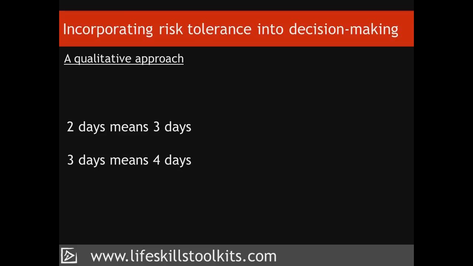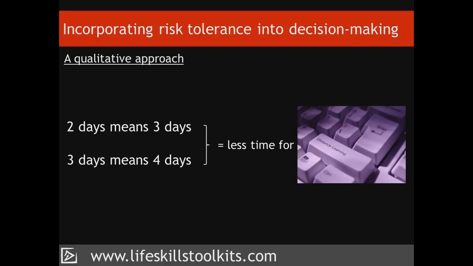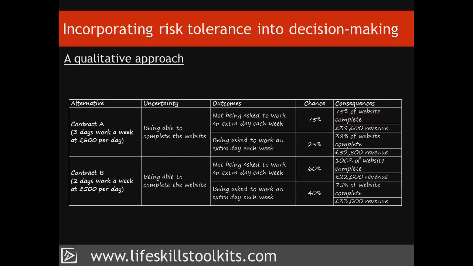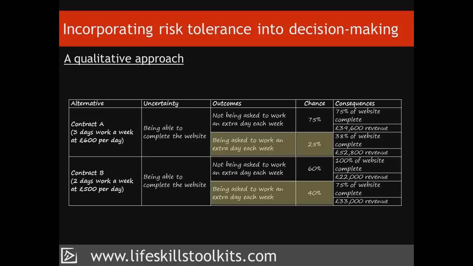Making a decision is not straightforward, however. From previous experience with both customers, John knows that more often than not, he will have to work more days than originally contracted, thereby reducing the number of free days available to him to work on his website. John builds the following risk profile. He knows that there's a 25% chance that the company offering contract A will ask him to work an extra day a week. There's a 40% chance that the company offering him contract B will also ask him to work an extra day. While he would be making more money as a consequence of working an extra day, he'll make less progress with his website, significantly less with contract A due to having to work up to 4 days a week, compared to contract B where he will be working up to 3 days a week.